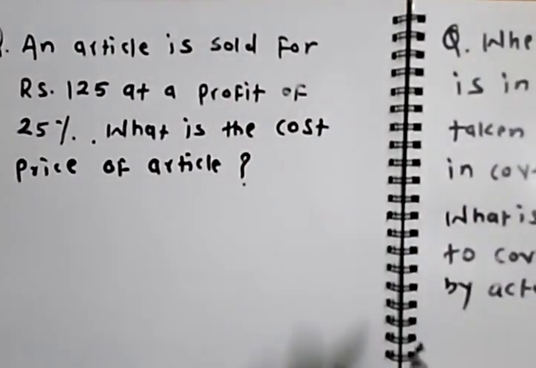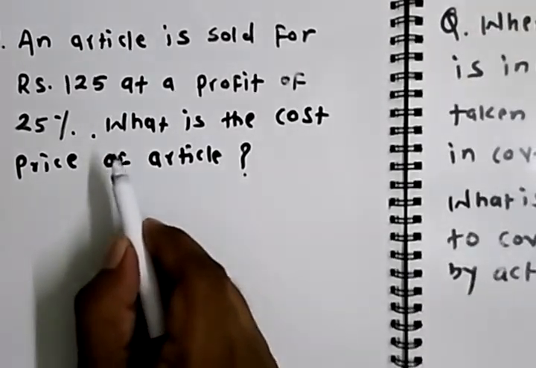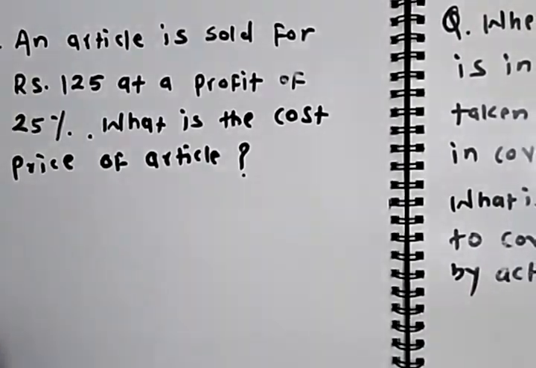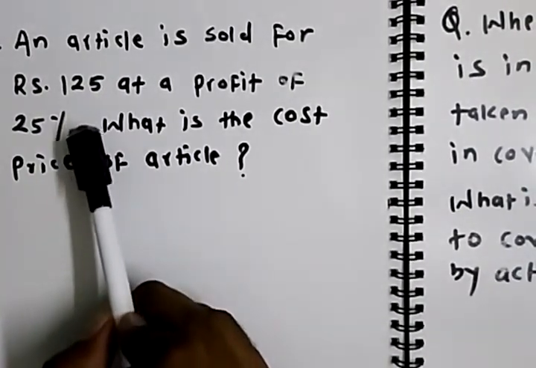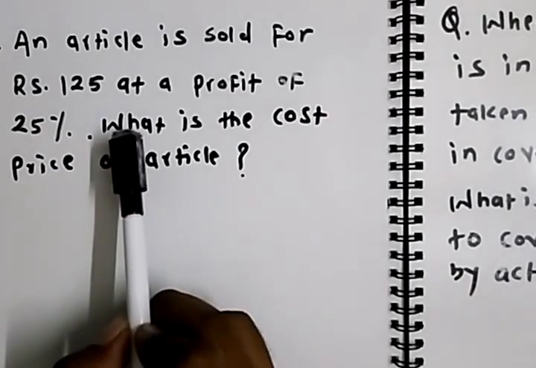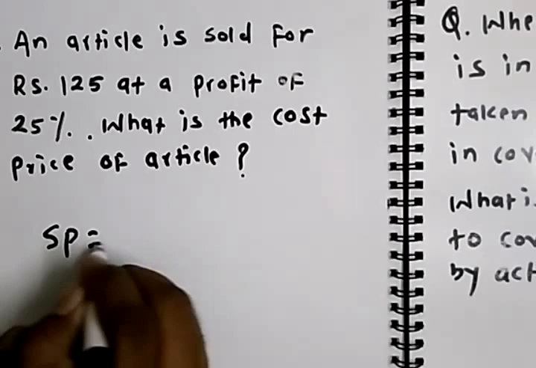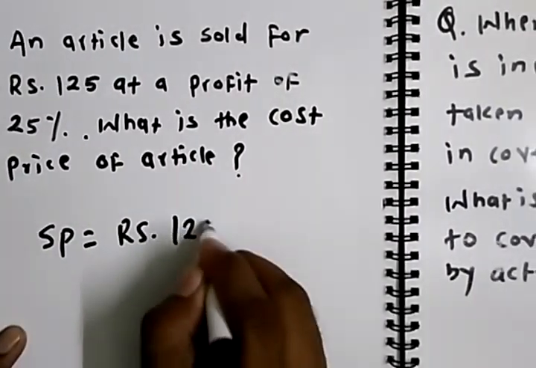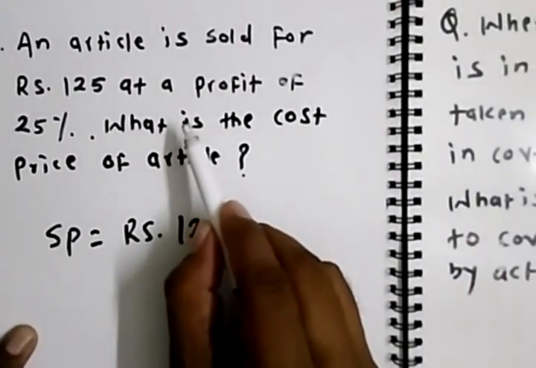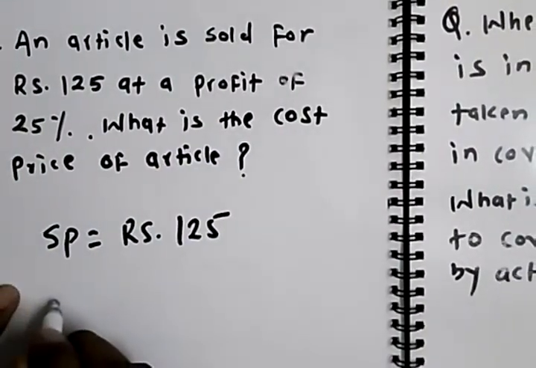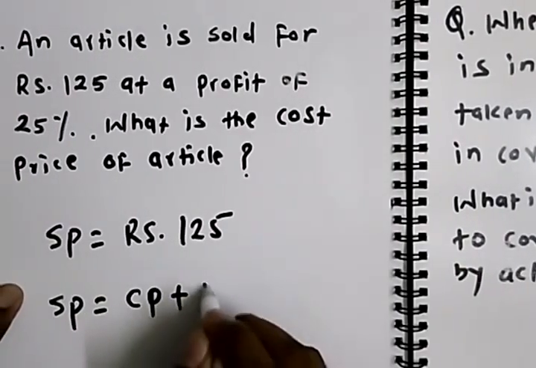Let's say this is a question from profit and loss, and we can apply this concept to this question. The question is, an article is sold for rupees 125 at a profit of 25%. What is the cost price? So the selling price is given. Selling price is equal to rupees 125. Now it's given that we have earned a profit of 25%. That means selling price is equal to cost price plus profit.